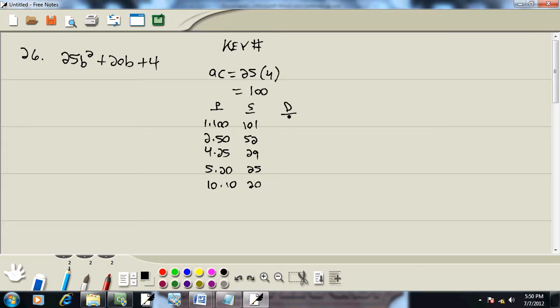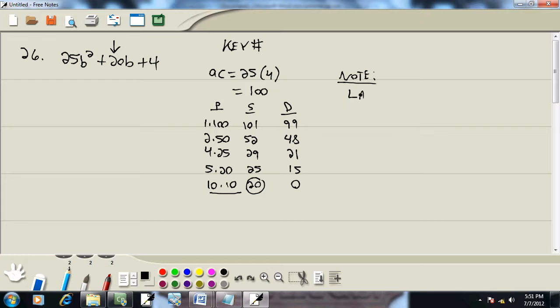5 plus 20, 25. The difference column, we subtract smaller from larger. 100 minus 1 is 99. 50 minus 2 is 48. 25 minus 4 is 21. 20 minus 5 is 15. 10 minus 10 gives us 0. Now the number we're looking for is the number in our middle term, which is 20, which is right here, which means we use 10 and 10.